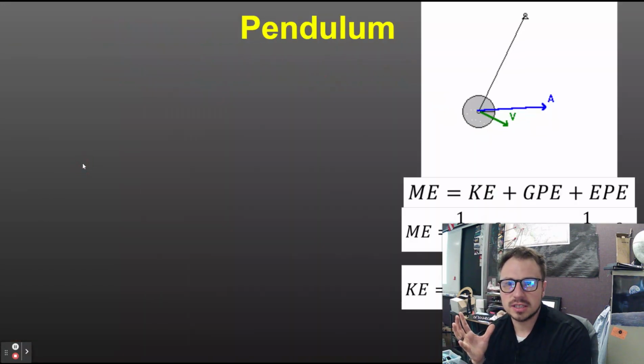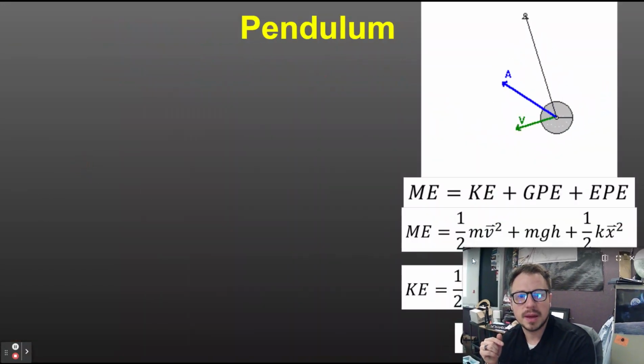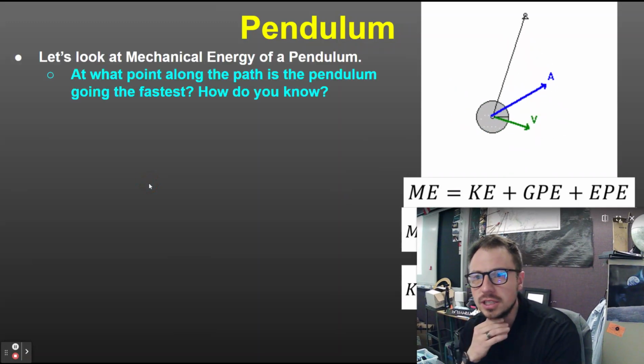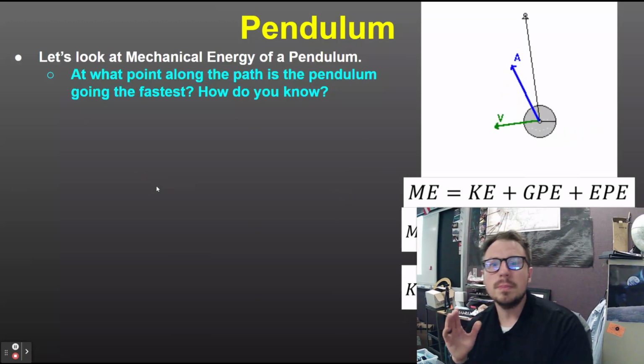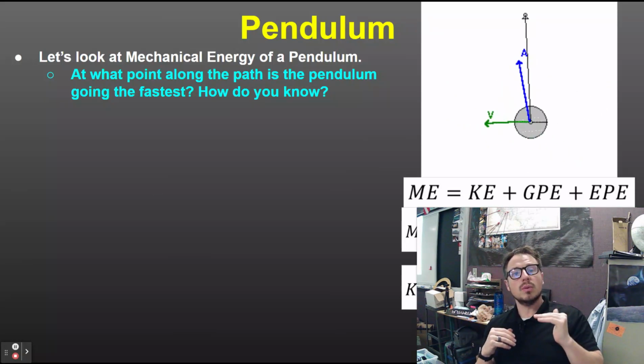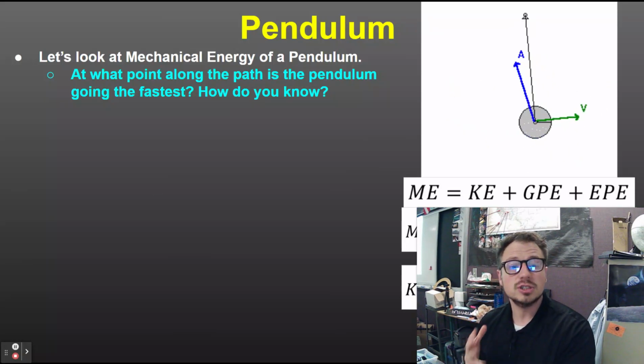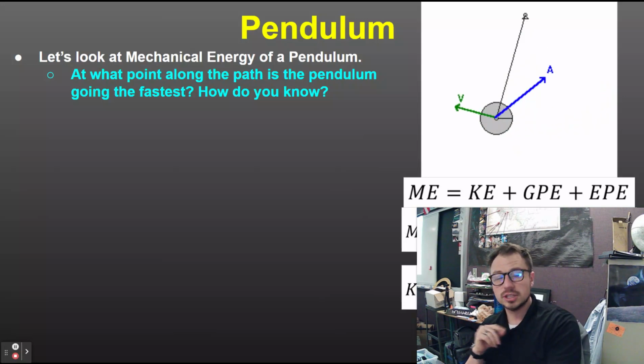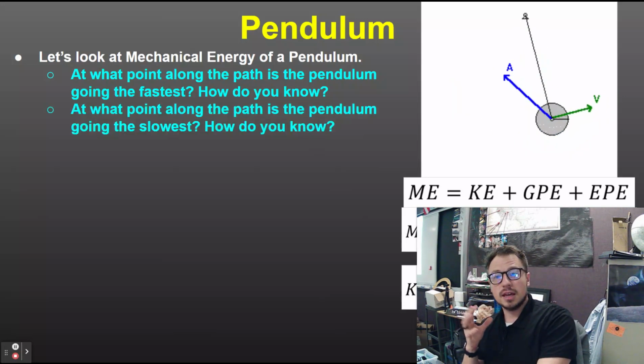So do you trust the laws of physics, right? That brings us to the pendulum here. When a pendulum is swinging, at what point is it going the fastest? Well, the pendulum is going the fastest when it's at its lowest point, and that's because it has transformed the most amount of mechanical energy into kinetic energy.